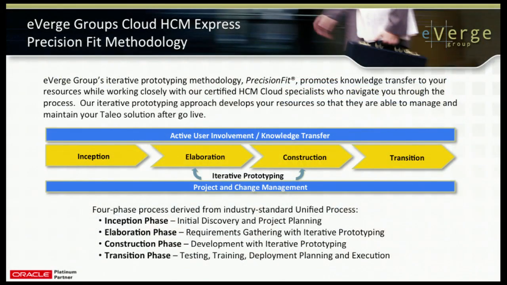So it's iterative in that sense, and it moves forward. At the end of elaboration, we've developed a full end-to-end prototype of the organization's business processes within the functionality that we're implementing. And this really builds out the roadmap, creates a deliverable called a prototyping document that allows us to then move forward into construction.